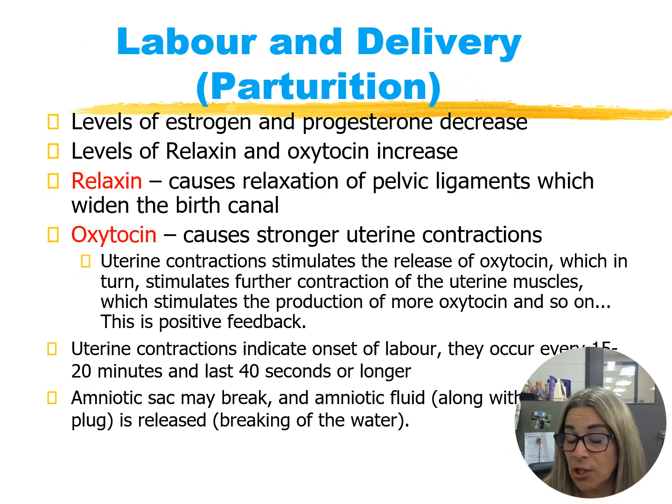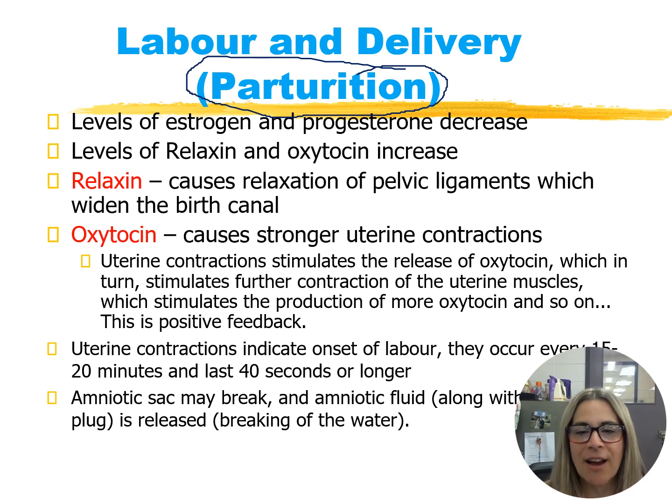So now we'll shift gears a little bit from the teratogens and the maternal habits to labor and delivery, which is properly titled parturition. And so assuming that everything goes well and the baby is healthy and there's no complications, then labor and delivery pretty much goes as follows. So from a hormonal standpoint, remember, we're going to see those levels of estrogen and progesterone decreasing rapidly as we head into labor and delivery. And then we're going to see levels of relaxin and oxytocin increasing, okay? So big drop in progesterone and estrogen, big bump up in the levels of relaxin and oxytocin.